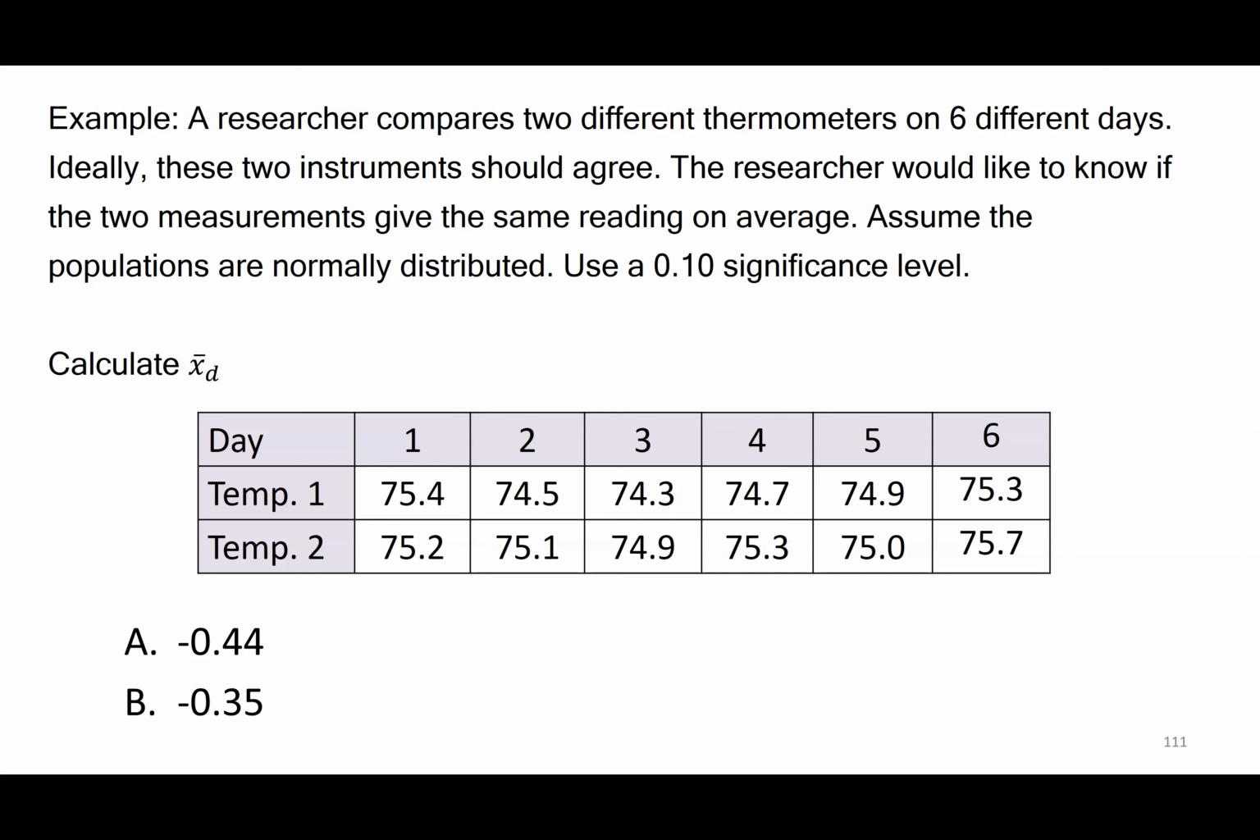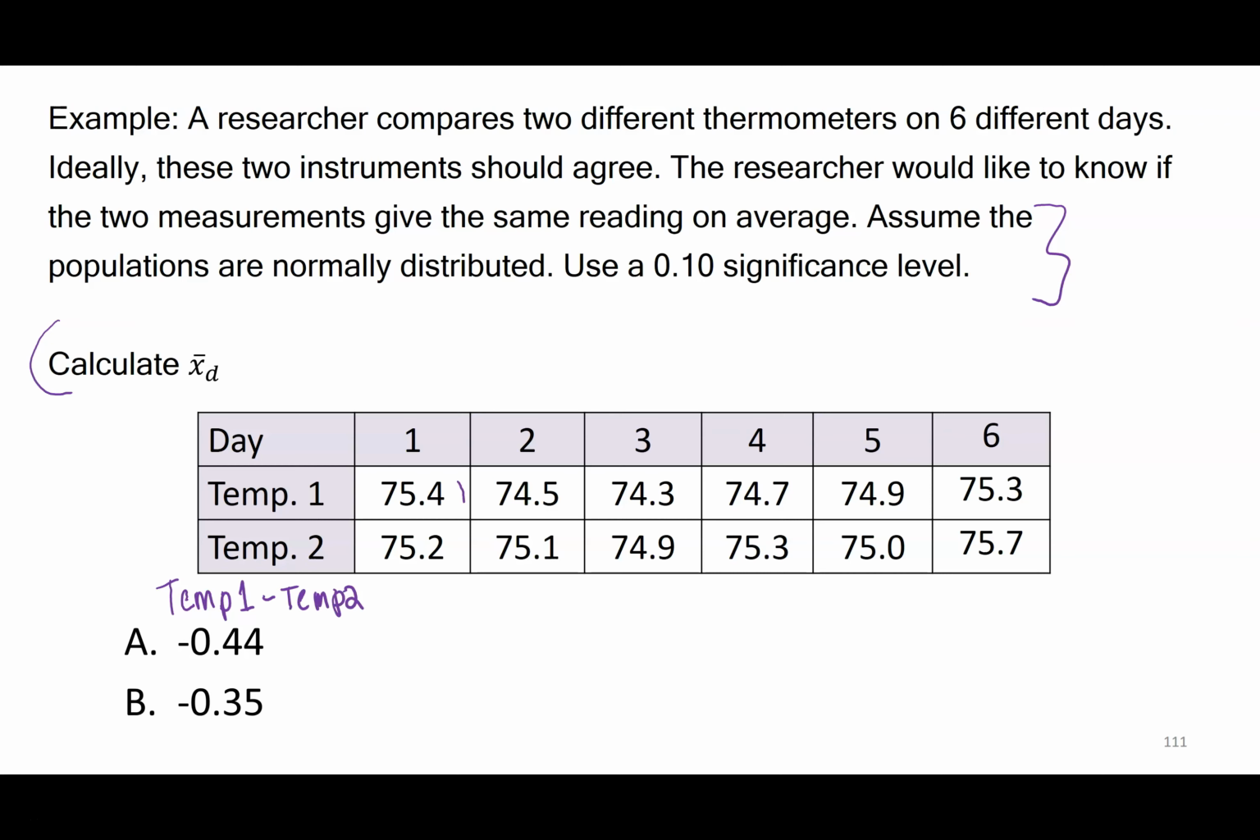It's really important if one thermometer is always a little bit high and one's always a little bit low, you might want to see if it could be recalibrated. It might be worthwhile. You can assume the populations are normally distributed. So use a 10% significance level. We're not going to have to perform the whole test. This question is asking, calculate that average difference. Specifically, it's going to be temp 1 minus temp 2.